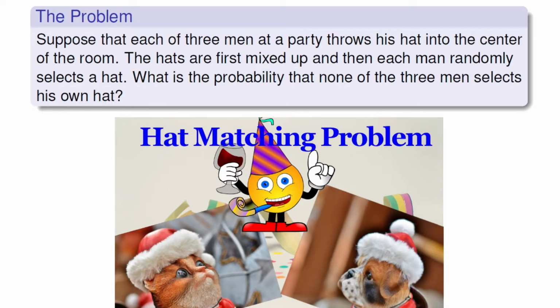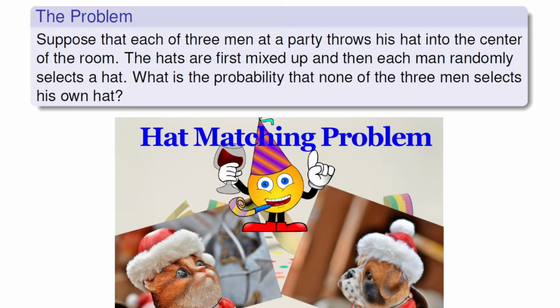Now, we're ready to solve this problem. Three men at a party throw their hats into the center of the room. The hats are first mixed up, and then each man randomly selects a hat. What is the probability that none of these three men selects his own hat? How to solve this problem?